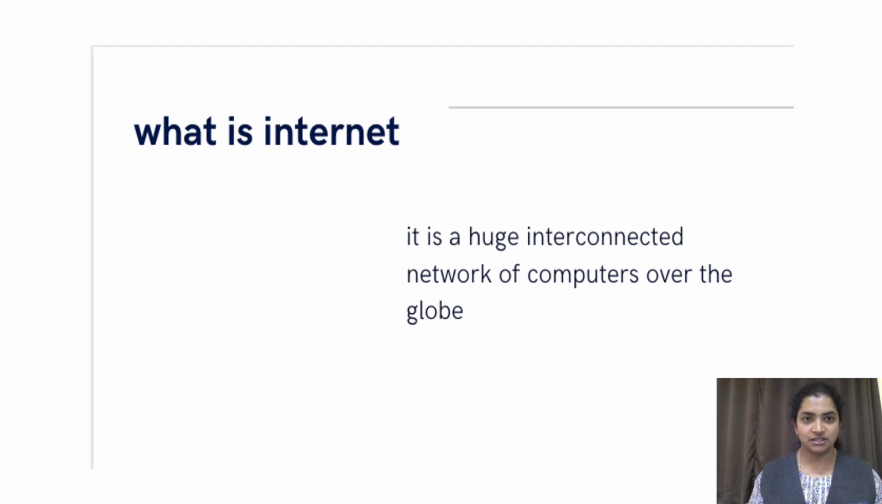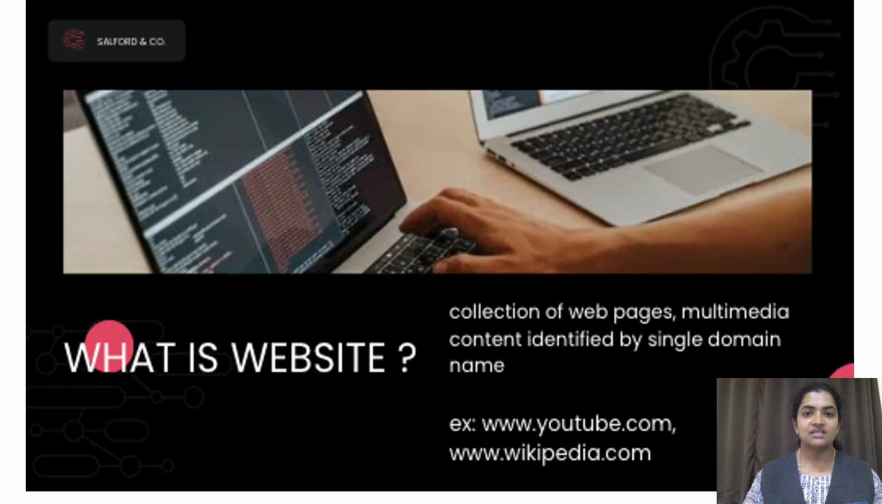So what is the internet? It is a huge interconnected network of computers over the globe. A network of computers, that is, computers interconnected to form a network, is known as the internet. Next one is, what is a website? A collection of web pages and multimedia content identified by a single domain name is known as a website.